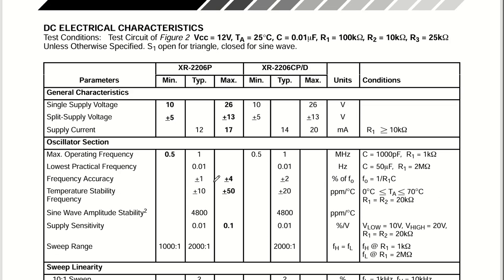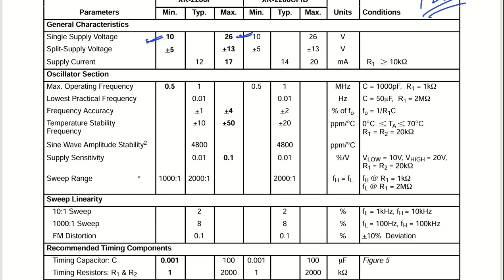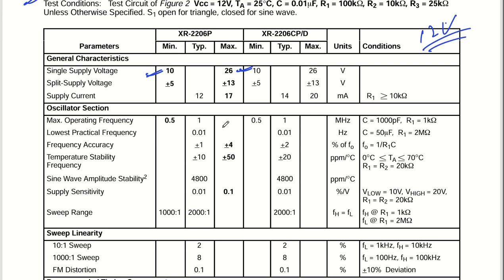Now, as we have already seen in various ICs, the DC characteristics, like the single supply voltage range, will be 10 volt to 26 volt. So you have to attach a 12 volt adapter, which will be better. As you can see, we have VCC 12 volt mentioned here also. Now the operating frequency range: the minimum operating frequency is 0.5 hertz and the maximum is 1 megahertz. We have already talked about it.